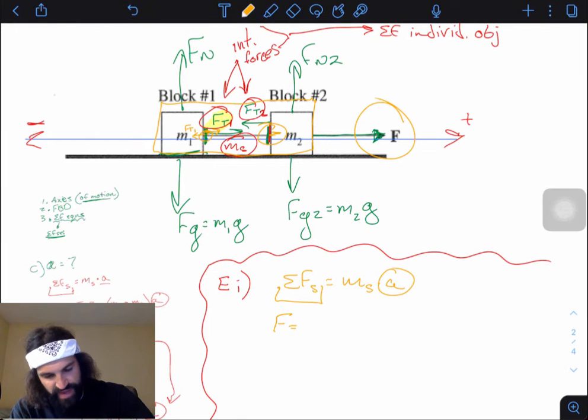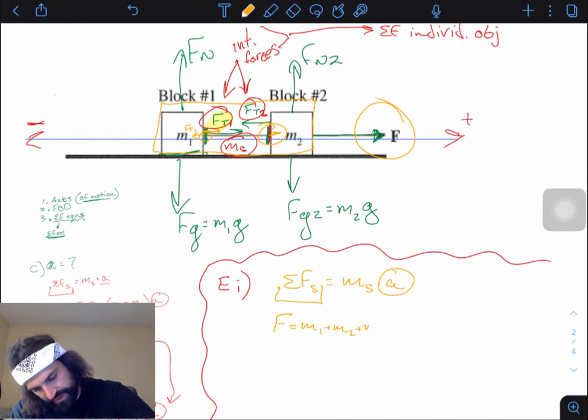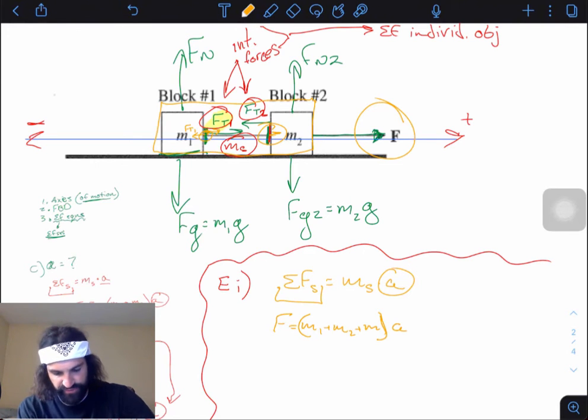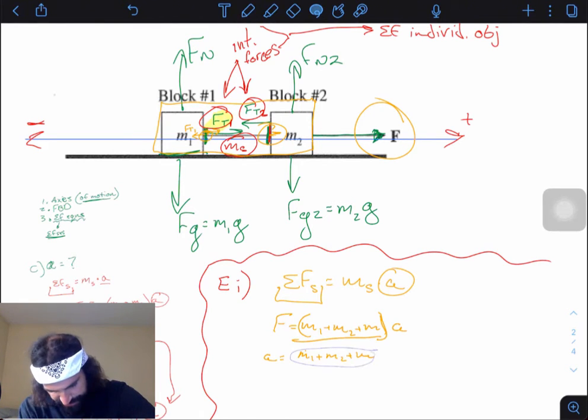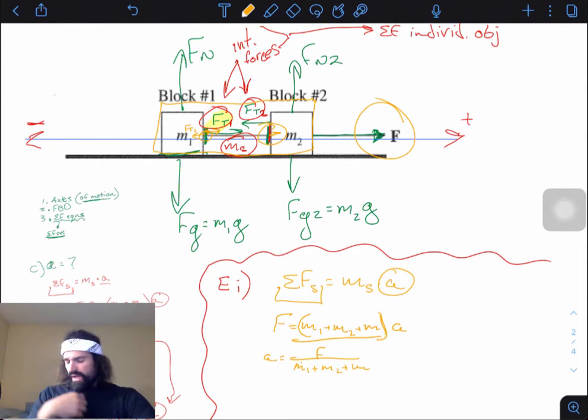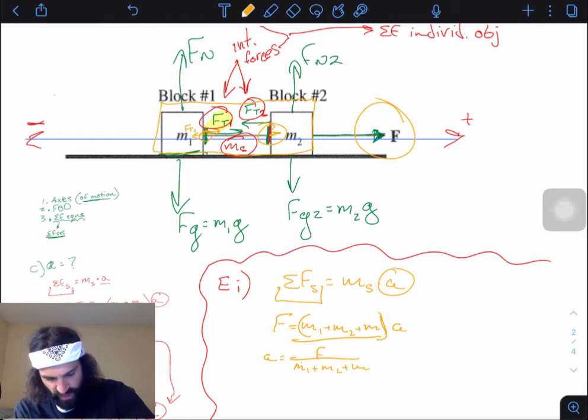But really the only force we have here, because thank goodness it's frictionless, is F. And that's going to be equal to the mass of the system, which is m1 plus m2 plus m, times acceleration. And solving for acceleration, we just divide by the total mass. So acceleration should be equal to F over m1 plus m2 plus m, all of that. And that's our final answer.